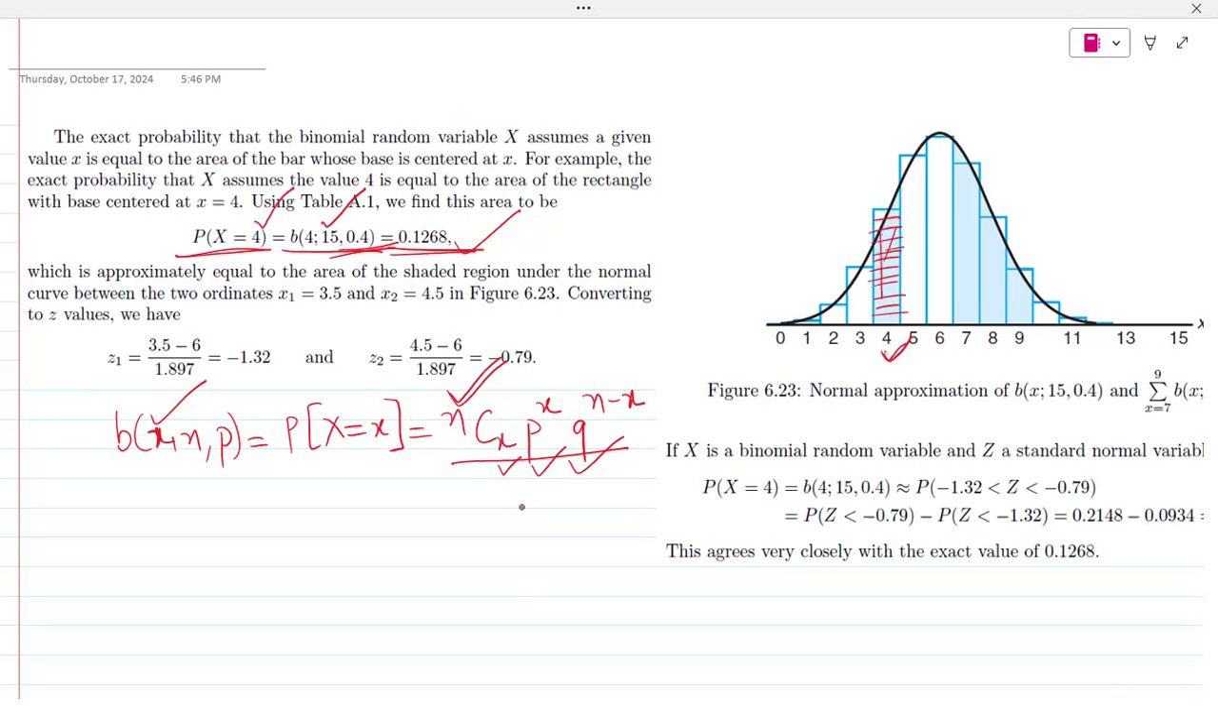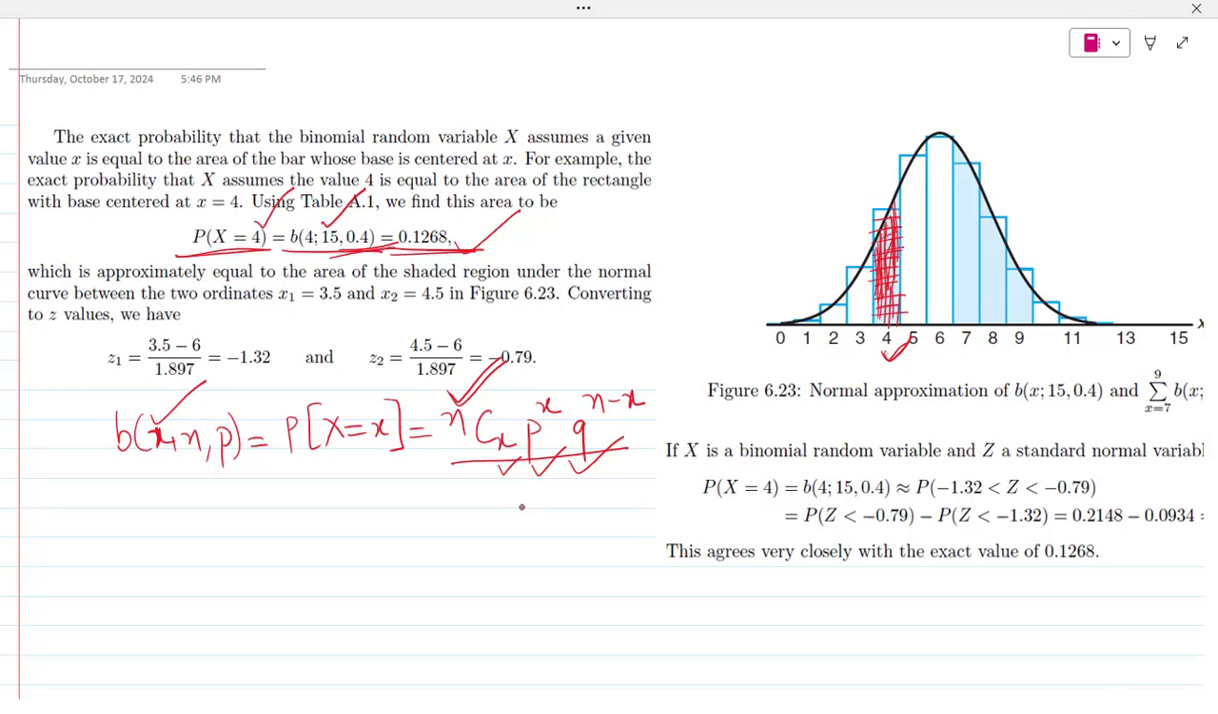But if I calculate this area, if you look carefully, this area below this normal curve, this black colored normal curve, then even this area is approximately equal to the total area. So I am talking about this area. Both the areas are not exactly equal, but they are approximately equal.